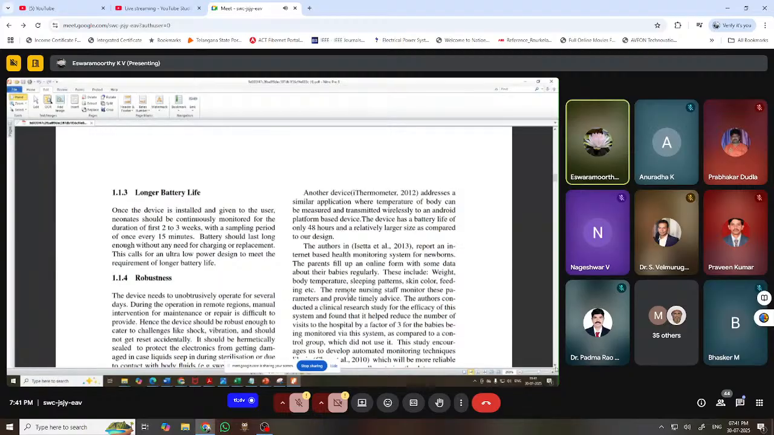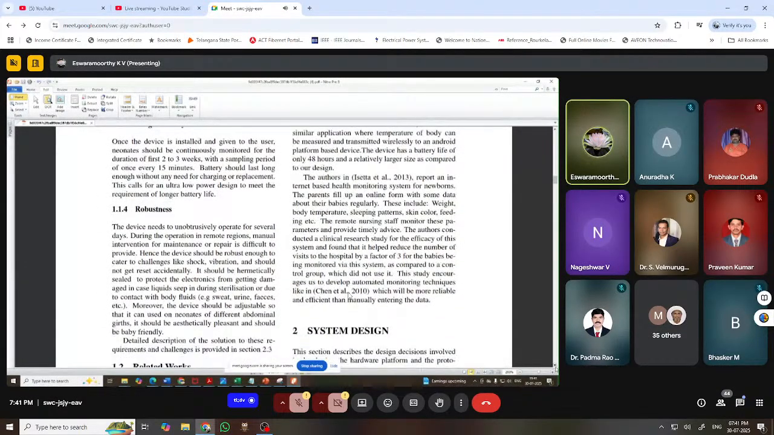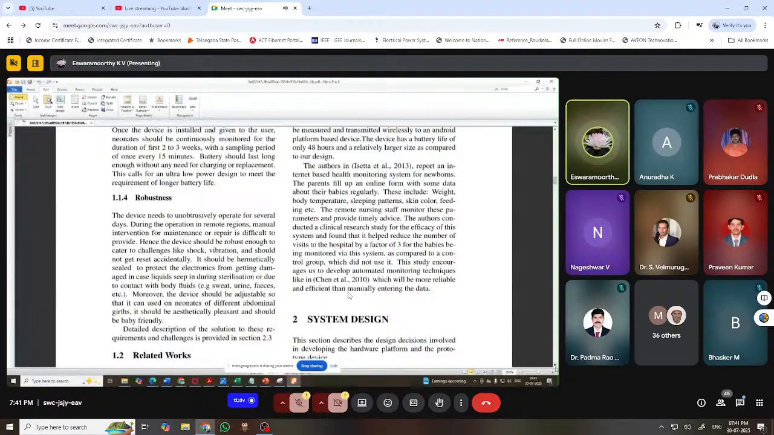And again, robustness, because this is not an adult, this is a baby. It is prone to sweat, urine, feces, and washing, shock and vibrations. All those things need to be taken care of, right? And they have compared some related work, which mentions only 48 hours. And here, system design.